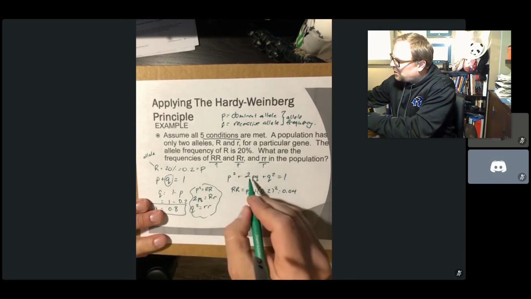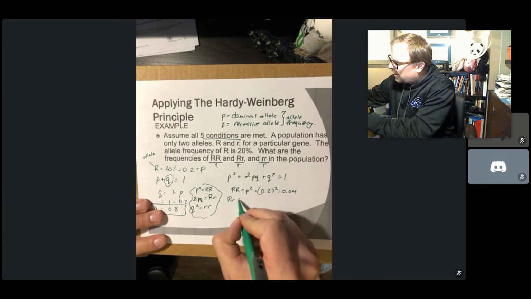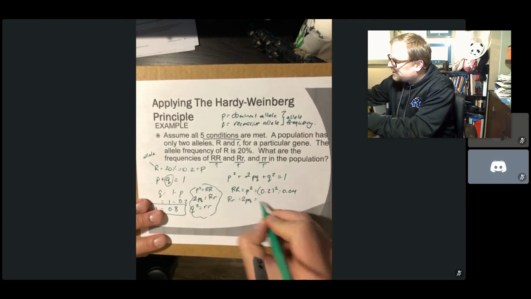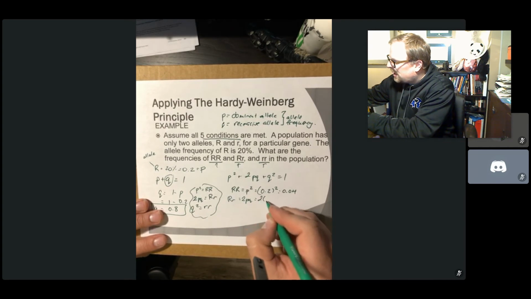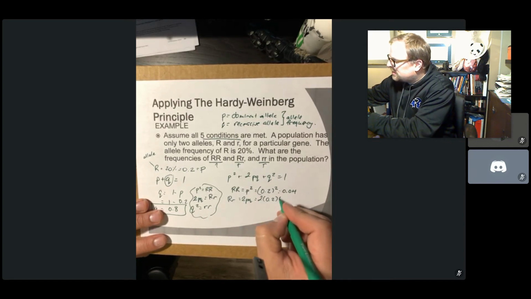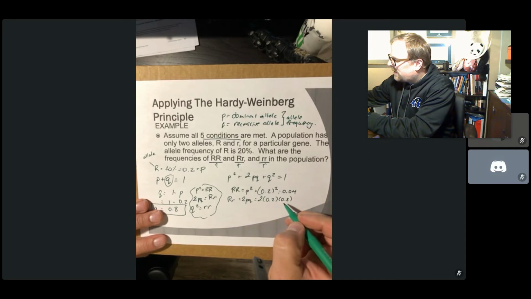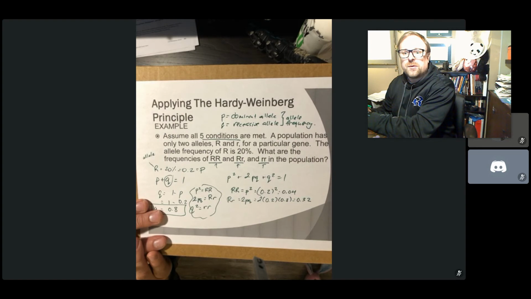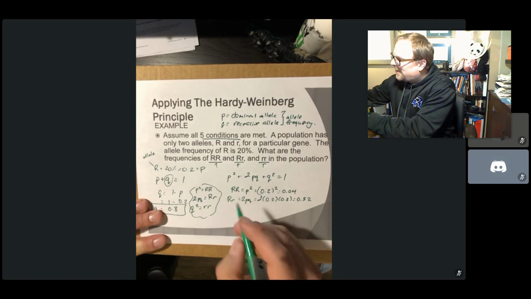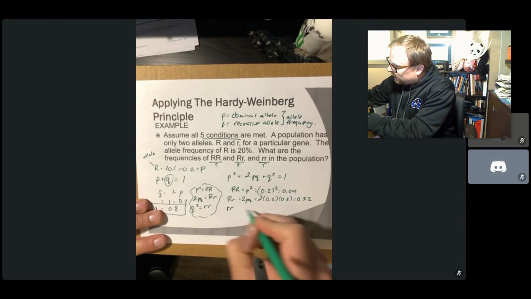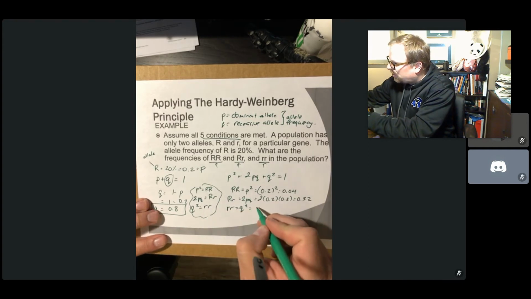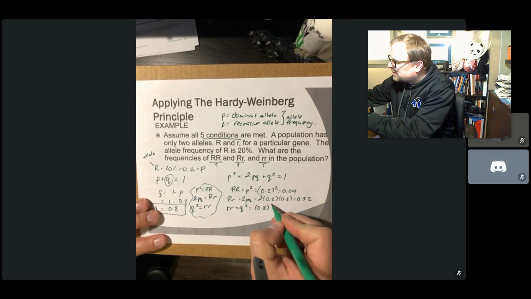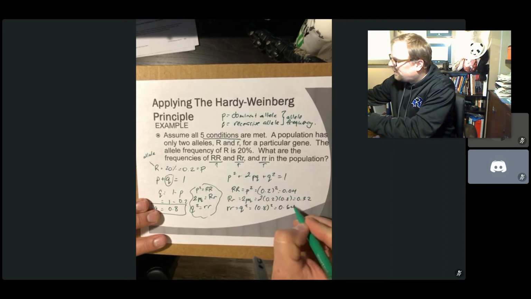2PQ, remember, that's big R, little r. So we're just going to substitute numbers in for that. So it'll be 2 times 0.2 times 0.8. And that's going to give us 0.32 for our frequency of the heterozygous genotype. And then lastly, little r is the same as Q squared. Q, we figured out over here, is 0.8. So it'll be 0.8 squared, which is 0.64.